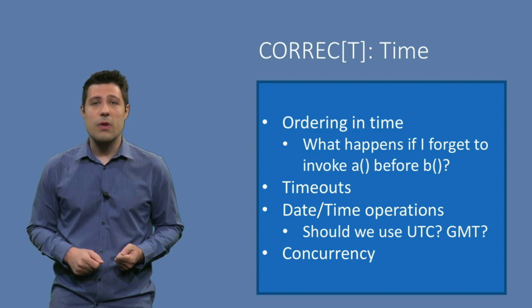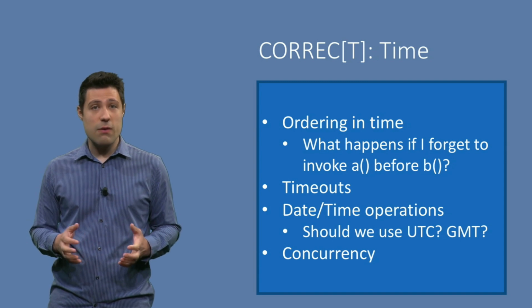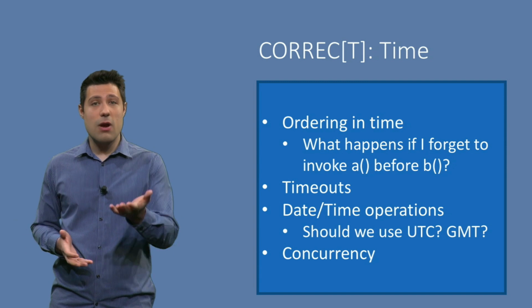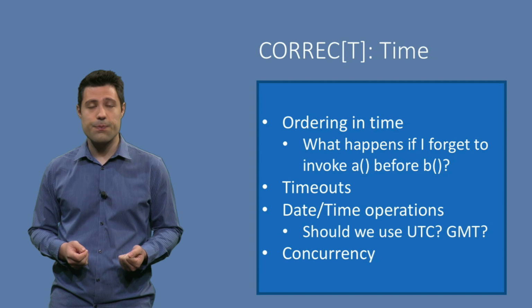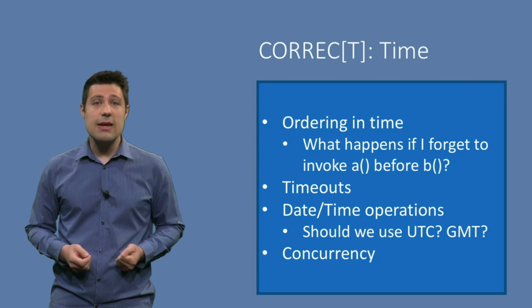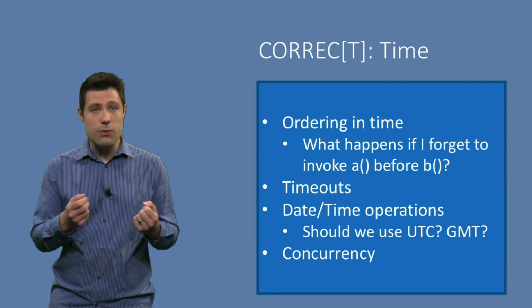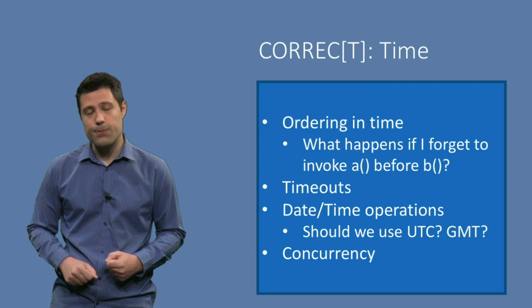Also, timeouts. What happens with your system if a timeout happens? Timeouts are usually very common things to test in the real world because we have latency. Maybe your application is using some 3G connection and this 3G is too slow. Then date time operations. Every time you're doing arithmetic with dates and times, you need to think about it. Are you using the right zone, like UTC or GMT?